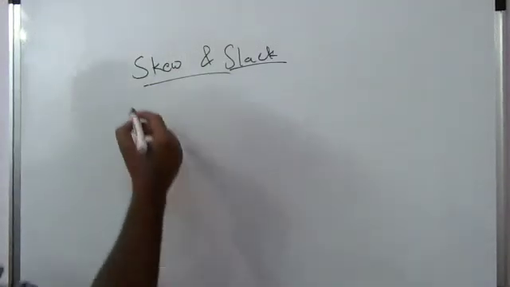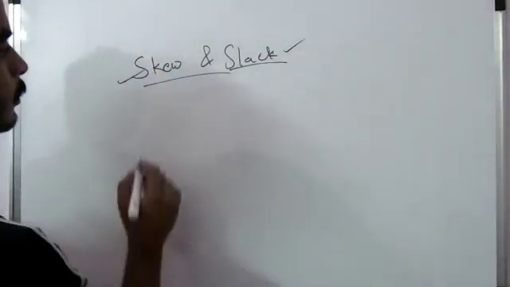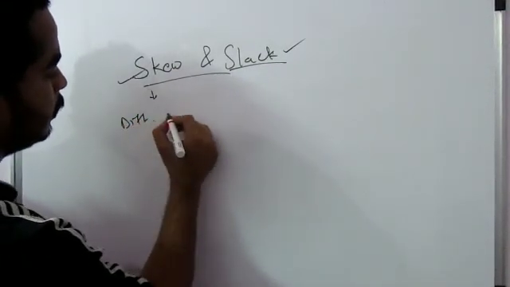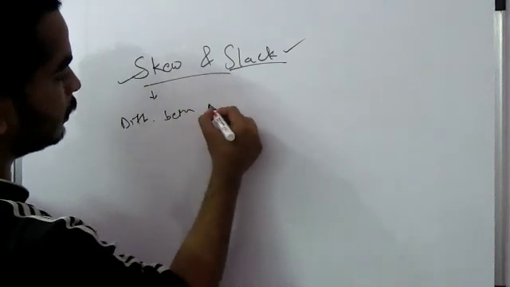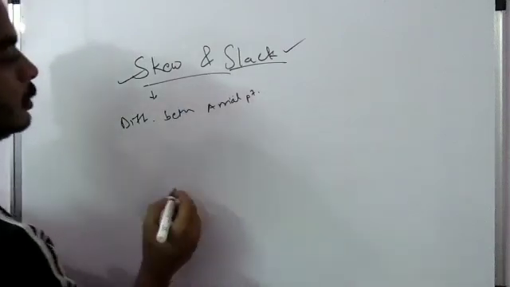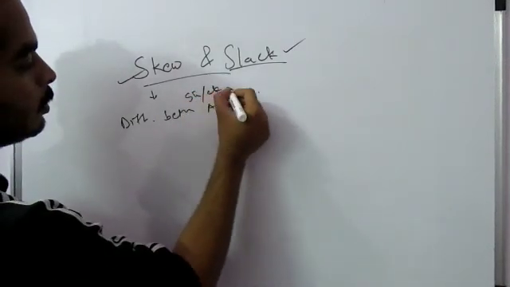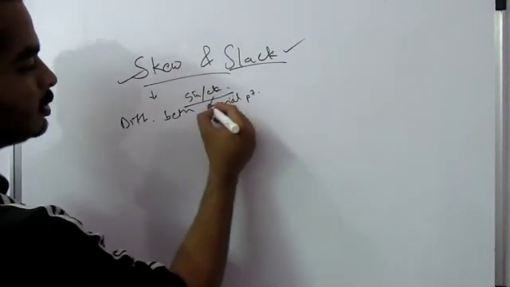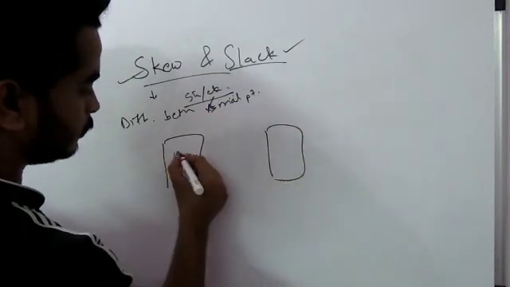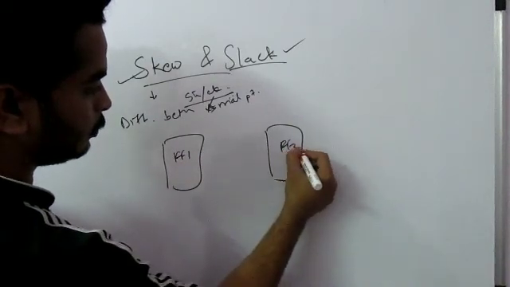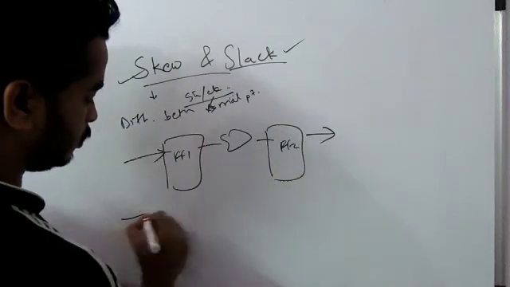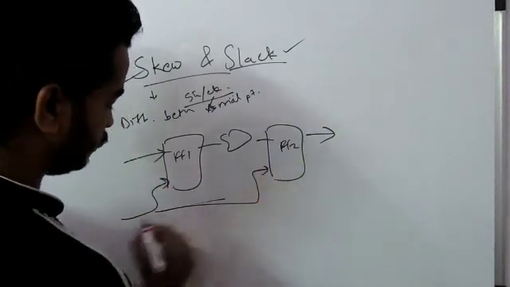So in this video we will see what is skew and what is slack. Skew is the difference between arrival points of a signal, or clock arrival points, mostly clock only. So if these are flip-flop 1 and flip-flop 2, with combinational logic, input, output, clock 1, and clock 2.